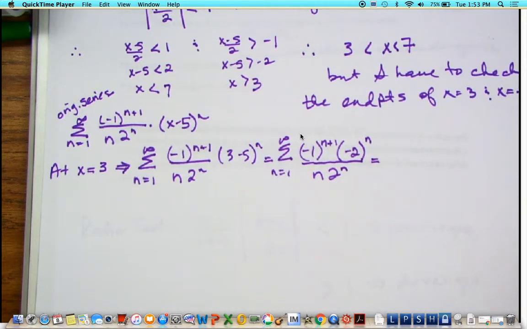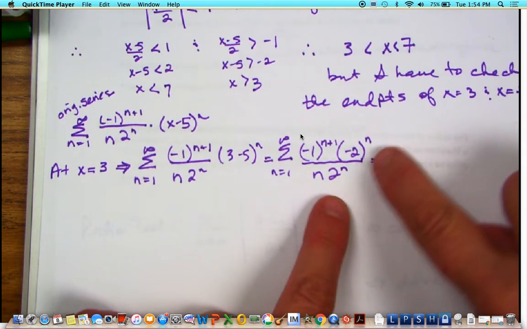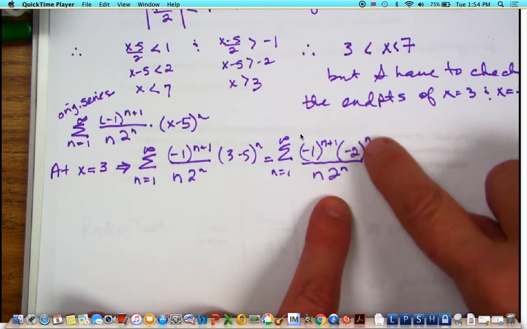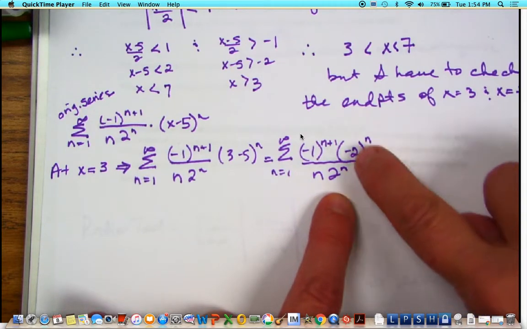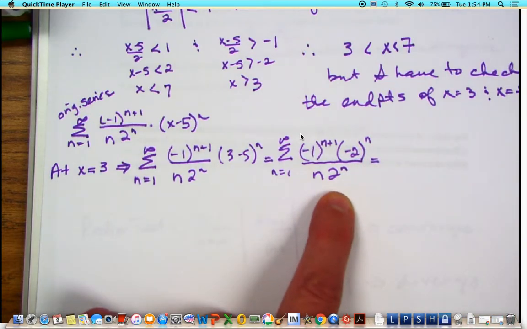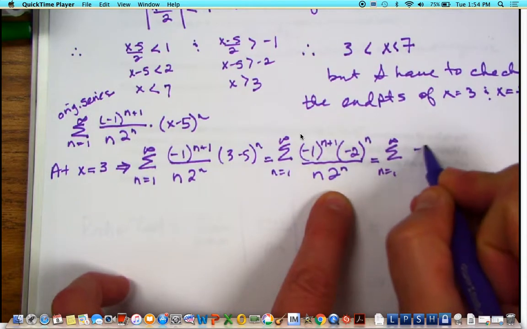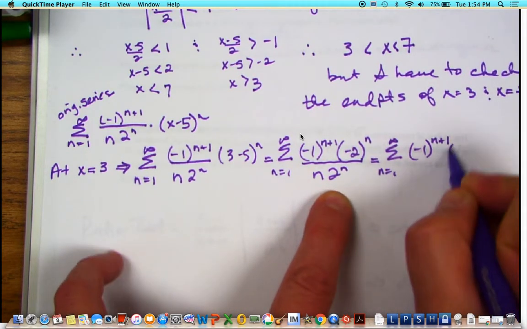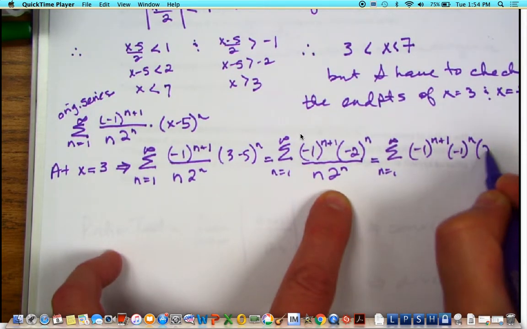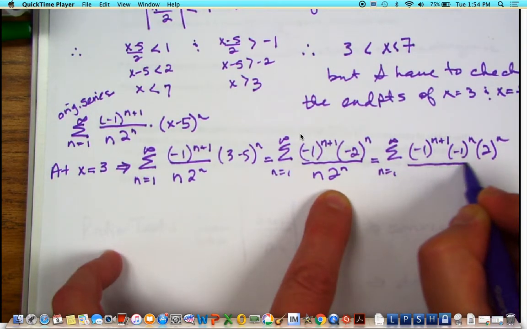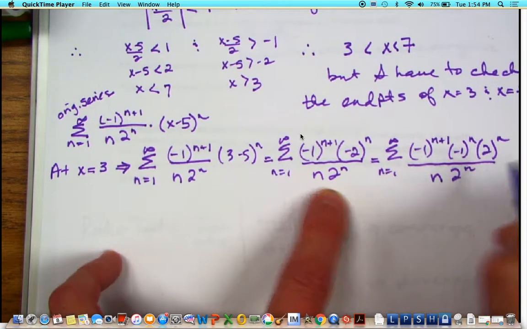We're only using the exponents. Wait, that's negative 1 to the n. Ratio. Okay, so I'm really close to being able to cancel out the 2 to the n's, right? What do I need to factor out of here? A negative 1 to the n, right? So let's do that. So I have negative 1 to the n plus 1, negative 1 to the n, 2 to the n, over n, 2 to the n.